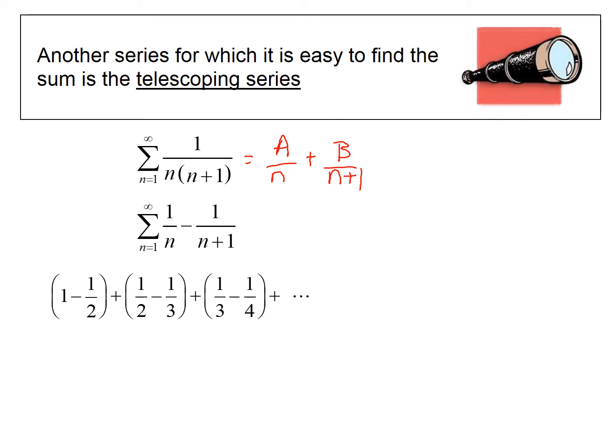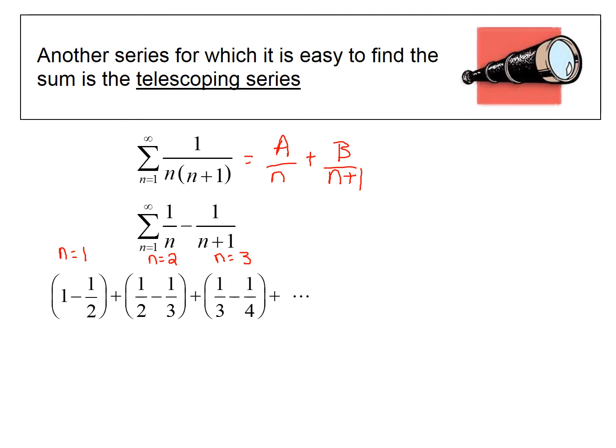So what I'm doing in this telescopic series is I'm evaluating numbers for n. So this is when n is equal to 1. So when n is equal to 1, I get 1 divided by 1, which is 1. And here, when n is equal to 1, I get 1/2. This is where n is equal to 2, so I get 1/2 minus 1/3. This is n is equal to 3, and I get 1/3 minus 1/4.